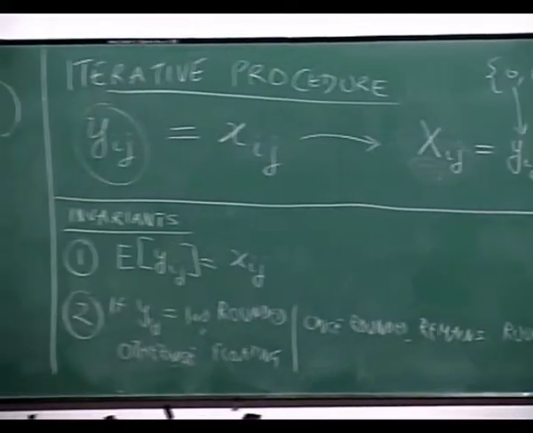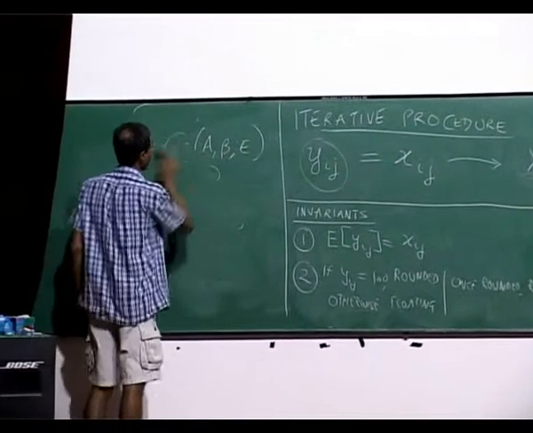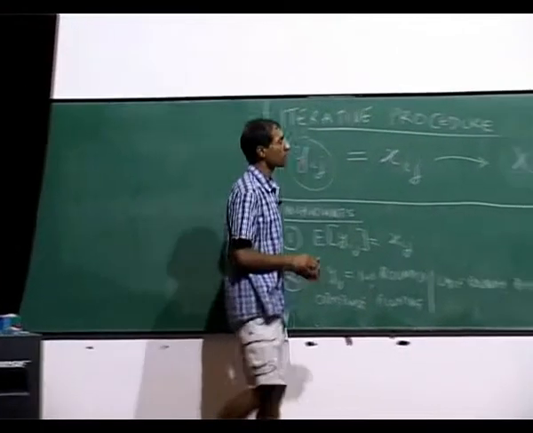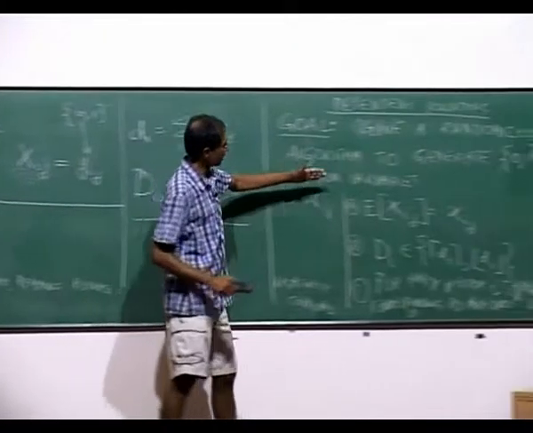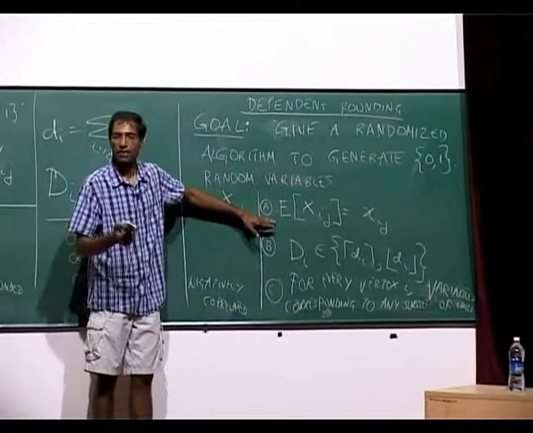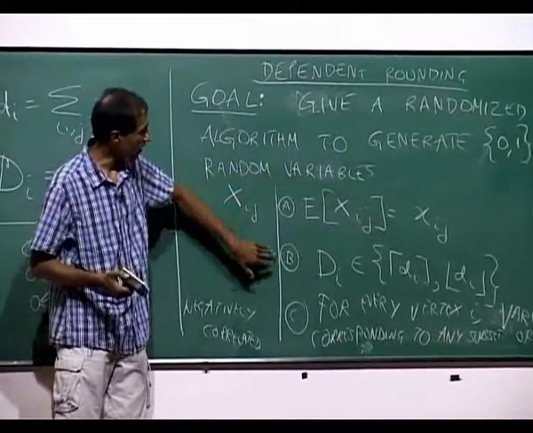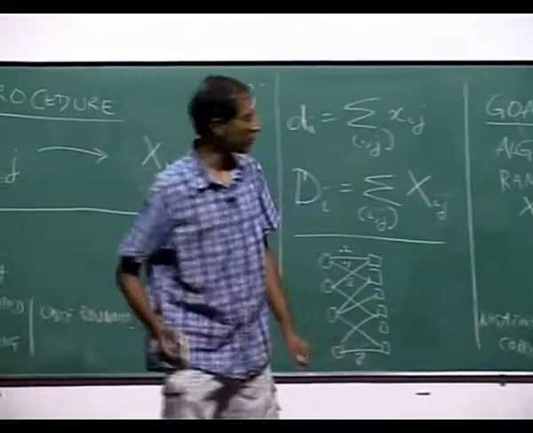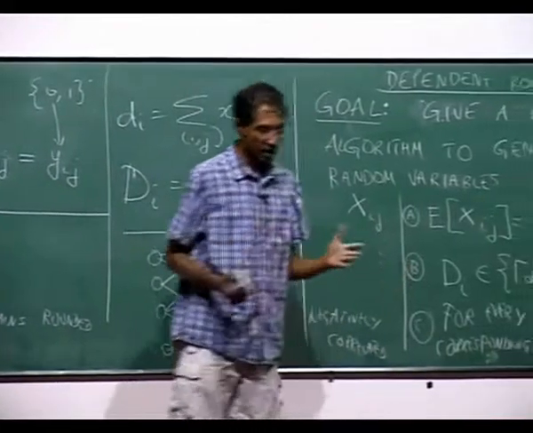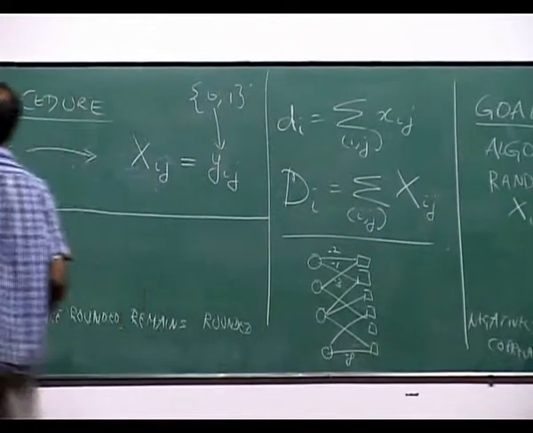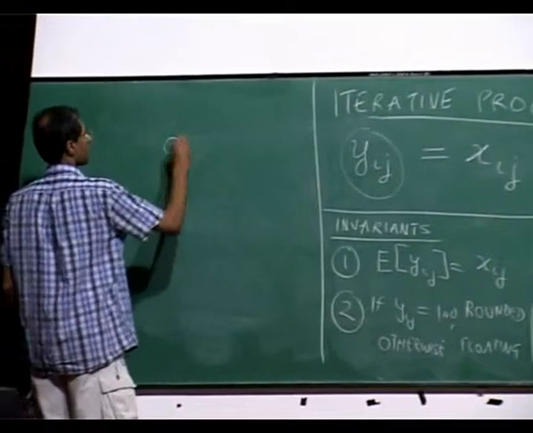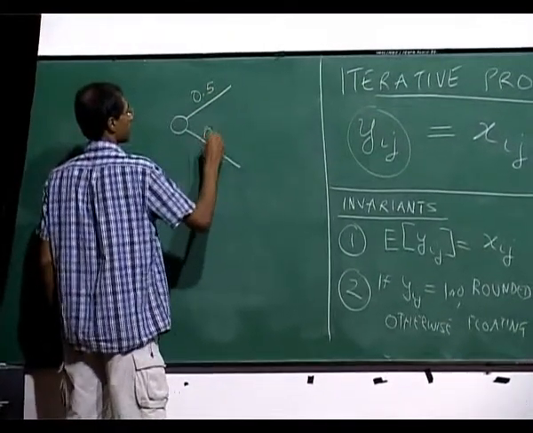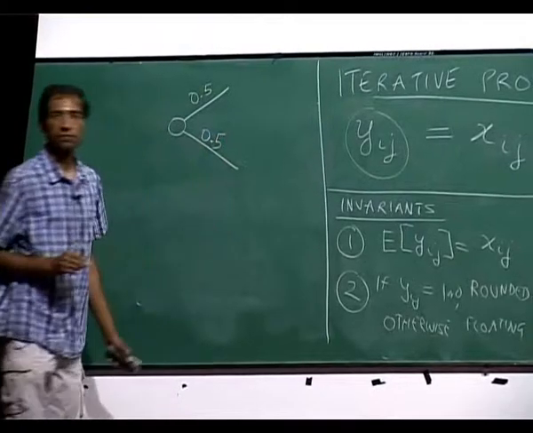Now, this seems easy because we can just do it separately for each xij. How do we try to maintain Di, this constraint? Just to give an example, let's suppose we had a vertex with only 2 edges, where this is 0.5 and this is 0.5.